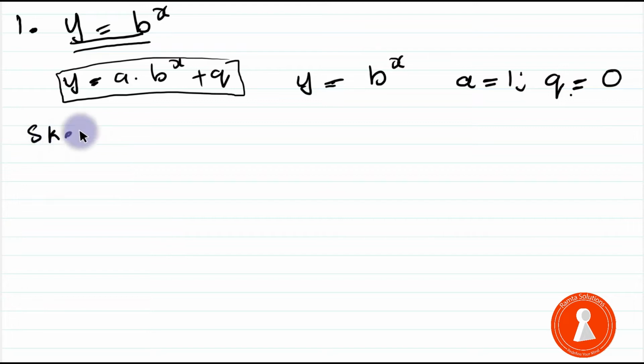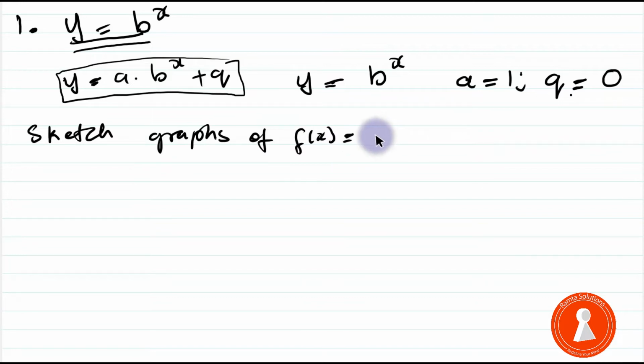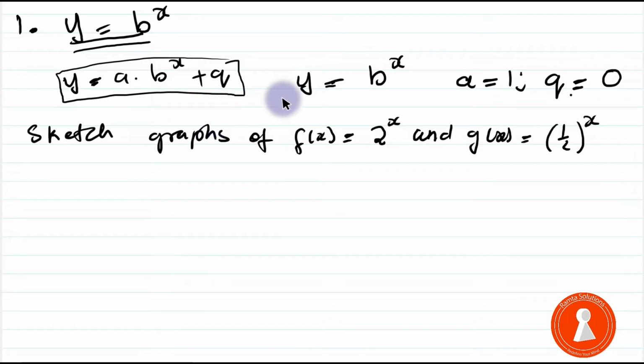So we're going to sketch the graphs of f of x equals 2 to the x, and g of x equals half to the x.